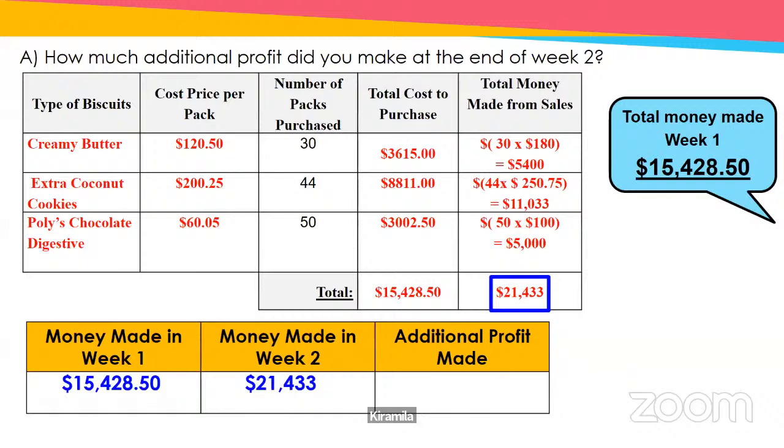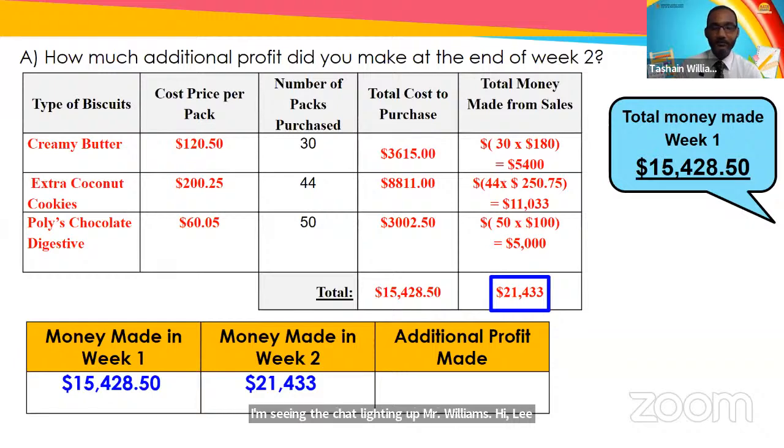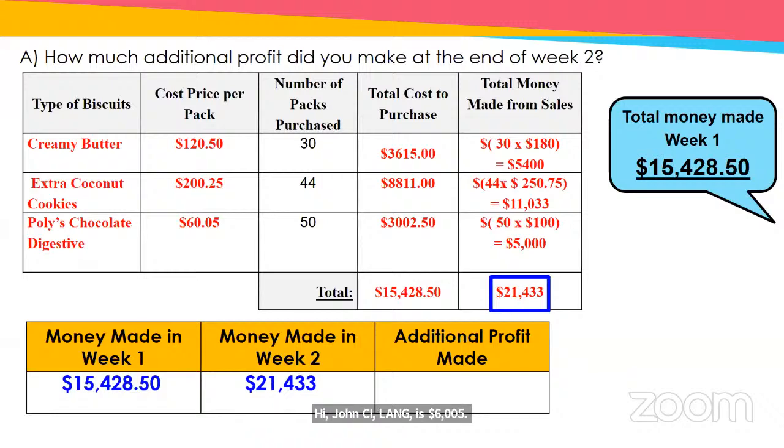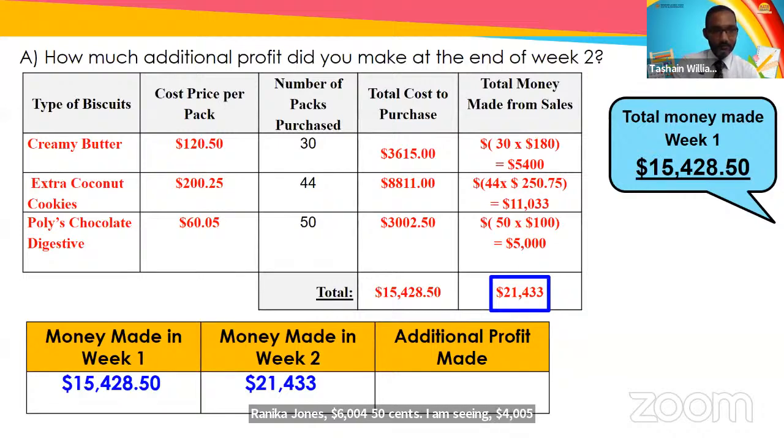Oh, I'm seeing the chat lighting up. Arlene Johnson says $6,005. Renika Jones, $6,004.50. I'm also seeing $4,005. All right, those are the responses I'm getting.